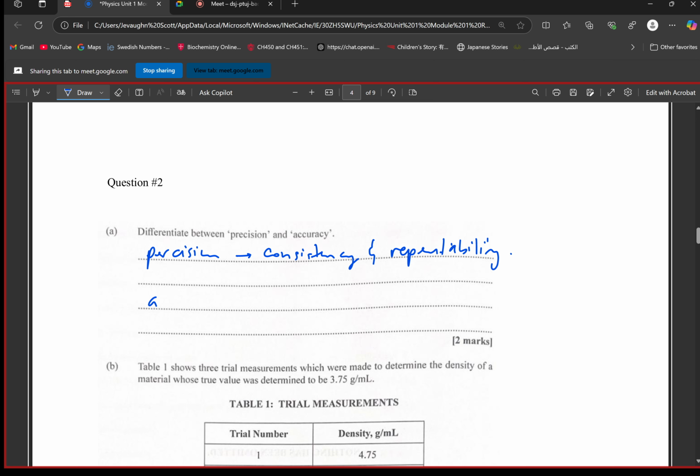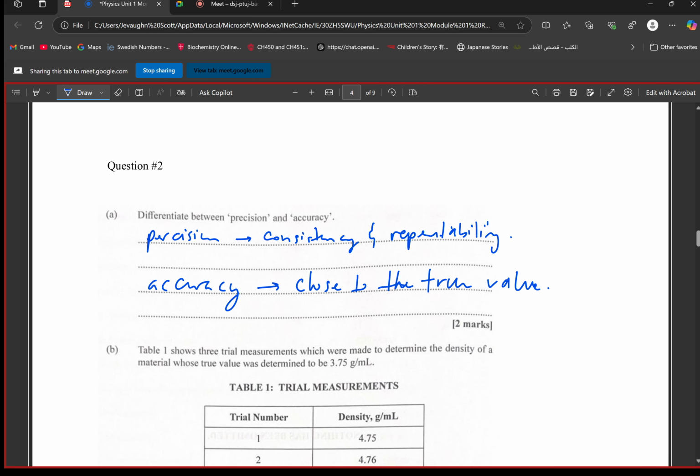What does accuracy speak to? We're saying how close it is to the true value. So accuracy is really and truly just the closeness to the true value. Right, so that's all we're looking at. 2 marks. So if we know what those are, what do we have here? We must comment on the accuracy of the results in the table.